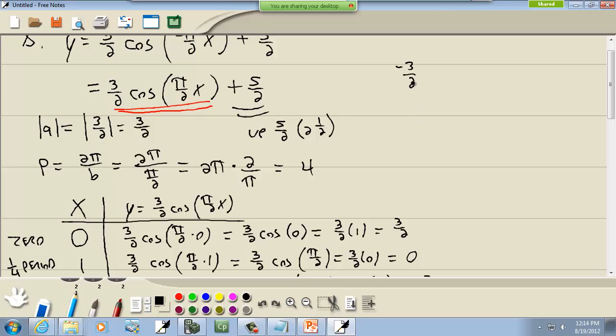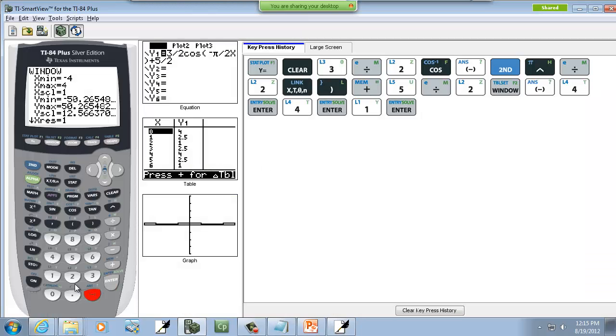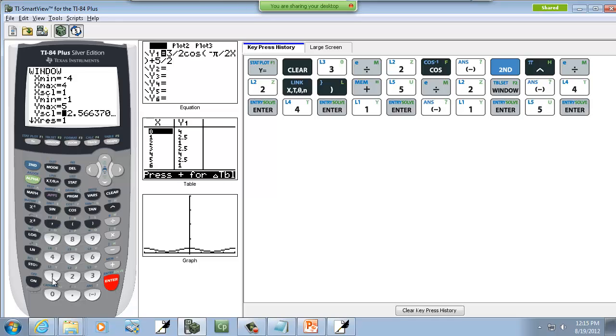Normally. Oops. I didn't mean to put that up that high. Okay. So -3/2 to +3/2. Now it's shifted up 5/2, which if we add 5/2 to each one of those, that would be 8/2 or 4. And if I add 5/2 to this, that would give us 2/2 or 1. So it looks like if I went from like -1 to maybe 5, I'd get a good picture of it. Now I'll do a scale of 1, like that. And then let's push graph.